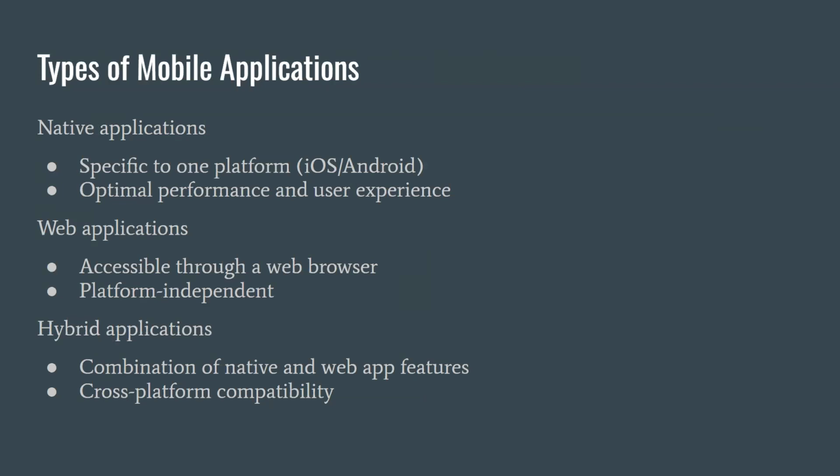Another one would be web applications. Web applications, on the other hand, are accessed via a web browser and are not installed on the device. And we have another category called hybrid apps. They are a kind of blend of both. They're built using web technologies, but wrapped in a native container to allow them to access device features.